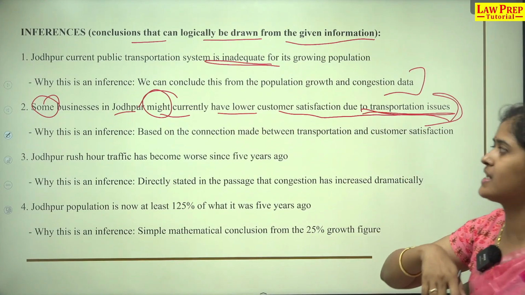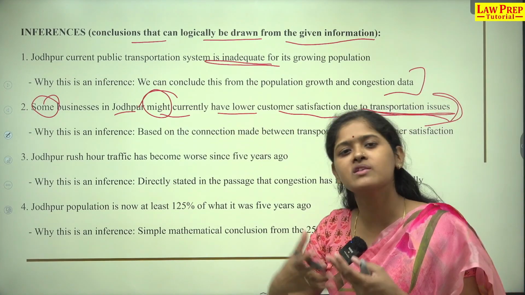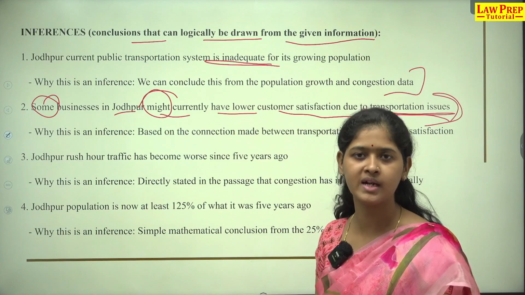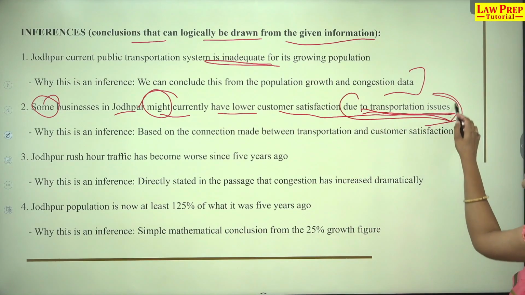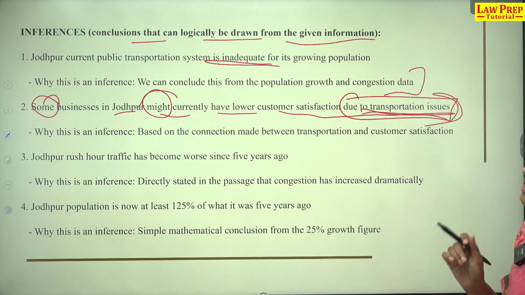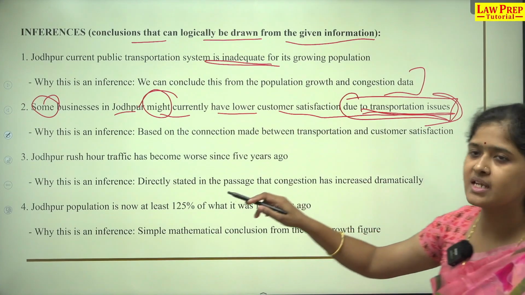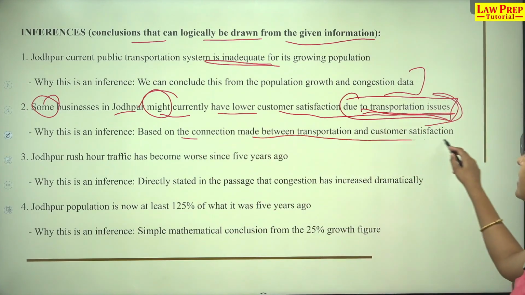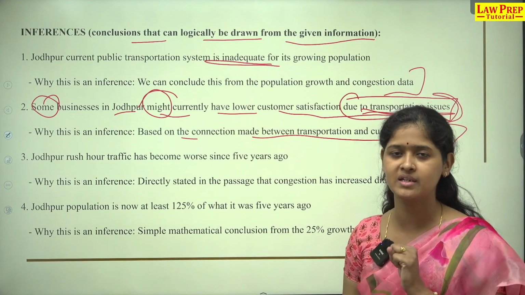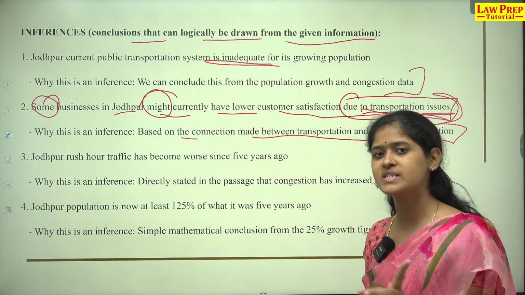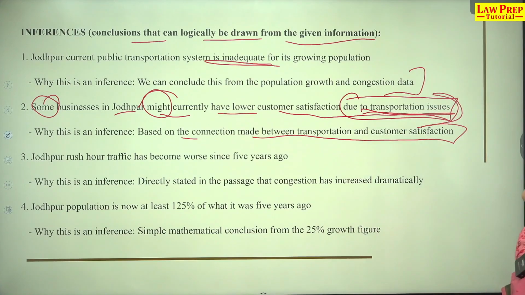Businesses can have low customer satisfaction because of a number of reasons, right? Because of the product, service, everything. But according to the passage, the inference will be about what? Only transportation issues, based on the connection. And why is this an inference? Based on the connection made between transportation and customer satisfaction. If you remember, I marked 2 points in the conclusion, right? One is traffic congestion, one was of business.